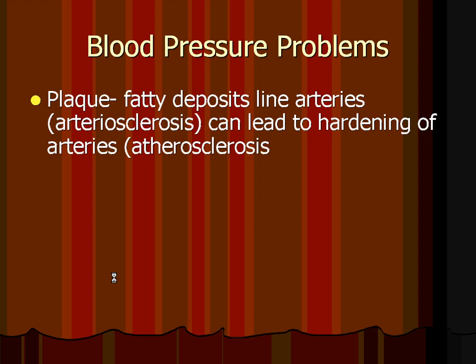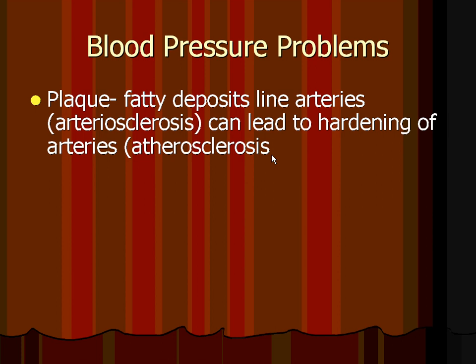Here are just a couple of terms. Plaque. When you get plaque on the inside of your arteries, it's called arteriosclerosis, and when it actually causes the hardening of those arteries, it's called atherosclerosis. So put in another bracket there. Those are the two terms to know the difference: just the lining of the wall versus atherosclerosis, when it actually starts getting hard.